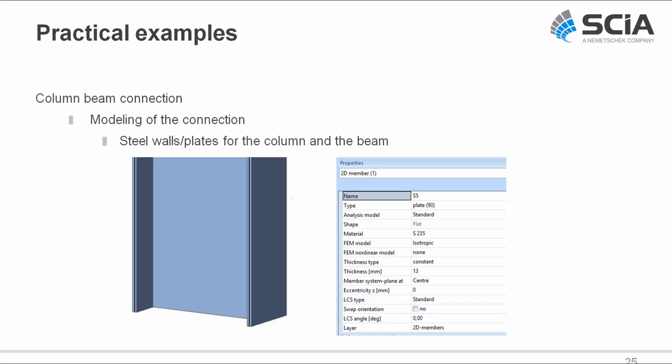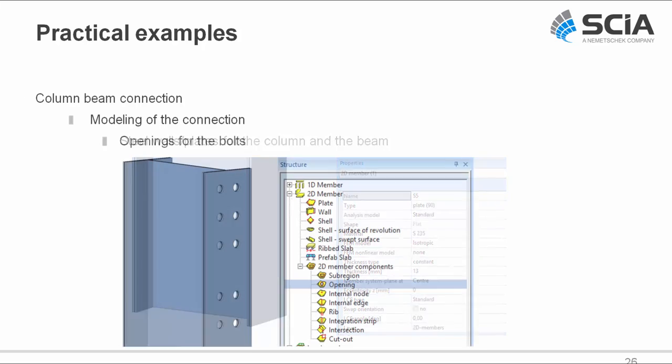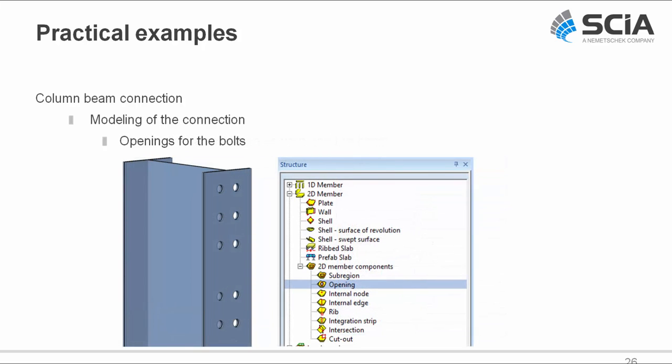Of course, first of all, we start with modeling the column and the beam itself, and this you can simply do using 2D finite elements, plates and walls with the correct nonlinear material assigned to it, 235 of course. The next thing is to insert the bolt openings in the column flange. This is also simply done using the structure menu, 2D member components, and then using the option opening.